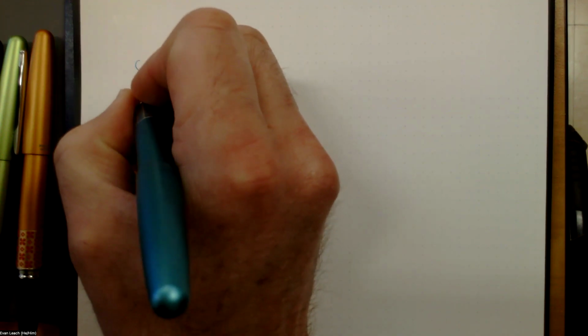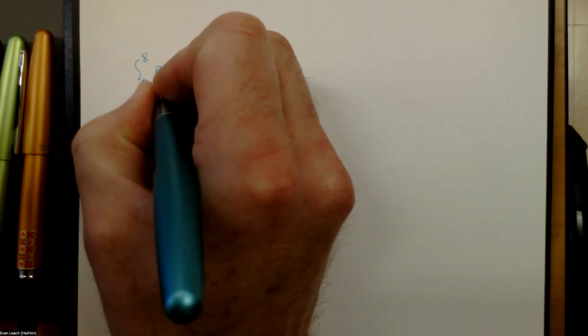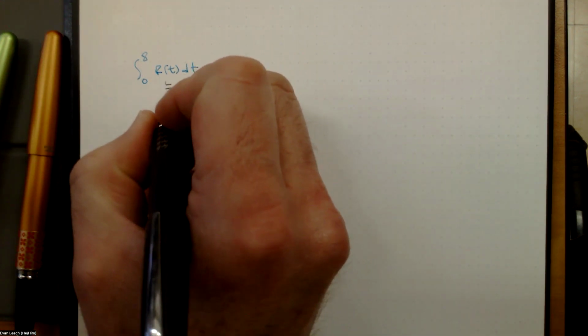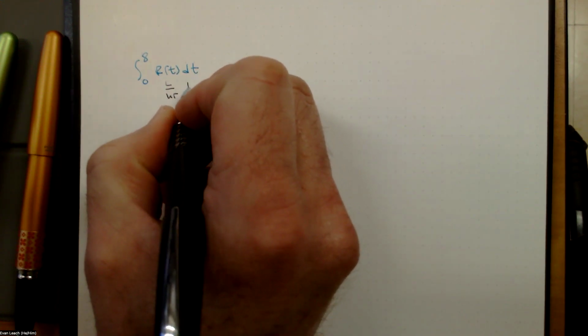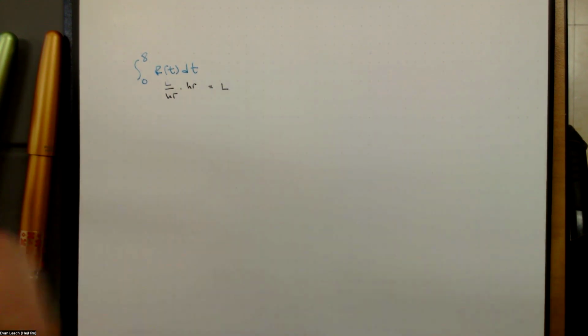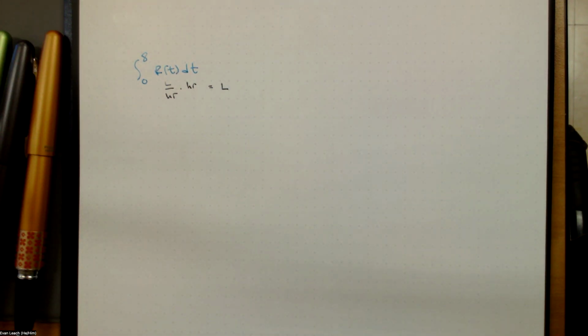So to calculate the integral from 0 to 8 of r of t dt, the first thing that we'll want to do is think about the units. R of t is liters per hour. dt is measured in hours. So if I multiply these things, our result is going to be in liters. These are just the units of the definite integral. We still have to interpret what that is.